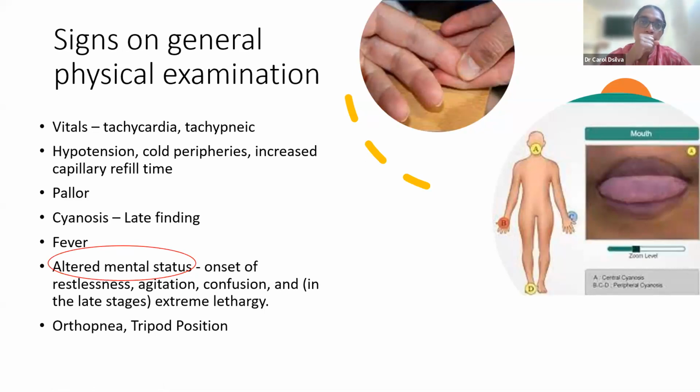Presence of pallor can indicate the presence of anemia. Don't wait for cyanosis to occur because this is usually a late finding. Where do you look for cyanosis? It could be peripheral, in your fingers, or in the tongue. If it's in the tongue, it's what you call a central cyanosis.